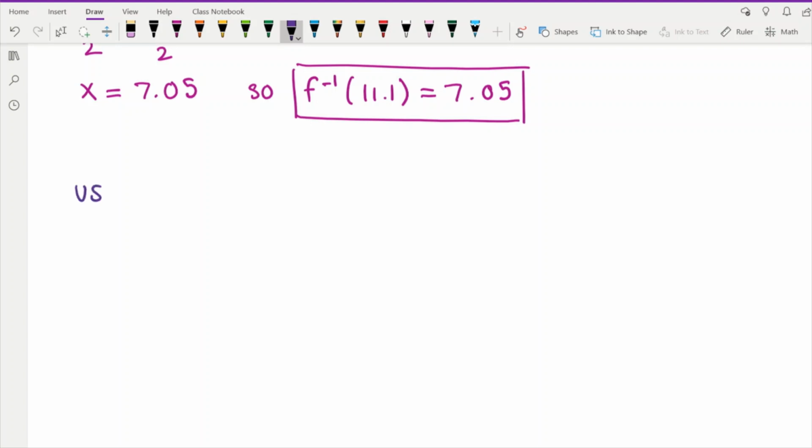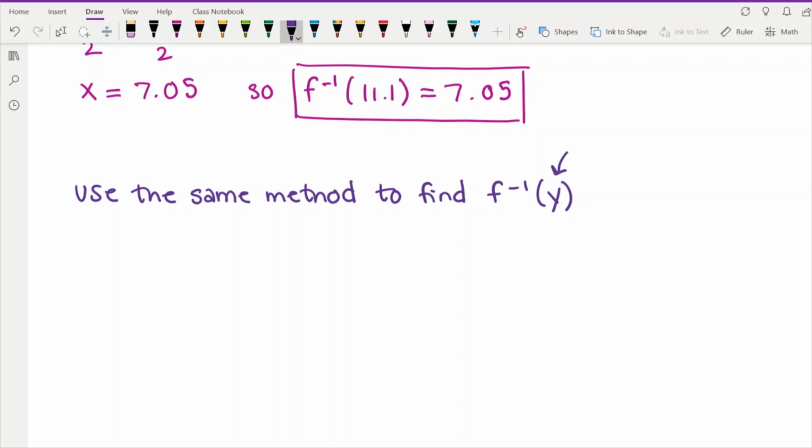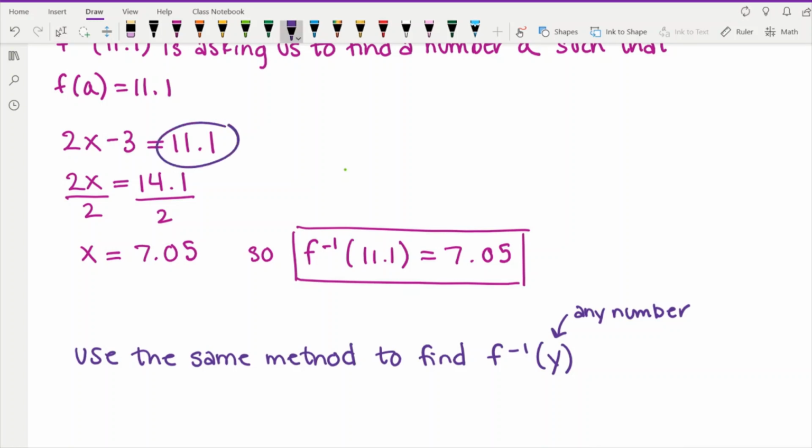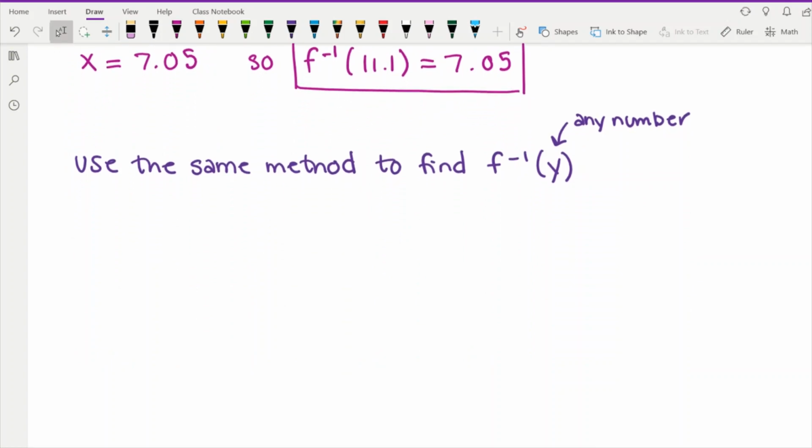So now we're going to use the same method, and this will probably seem confusing at first, but I think once we go through this example, you'll understand what I mean. So we're going to use the same method to find f inverse of y. So what do I mean when I say f inverse of y? I just mean y represents any number. Instead of taking a specific number like 11.1 and trying to figure out what would be the output for that, now we're repeating that process with a stand-in number.